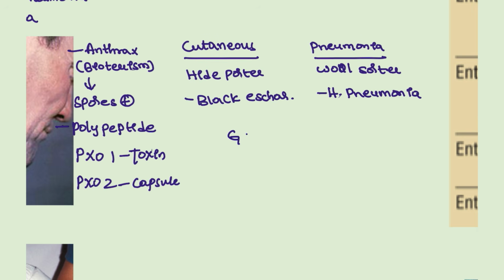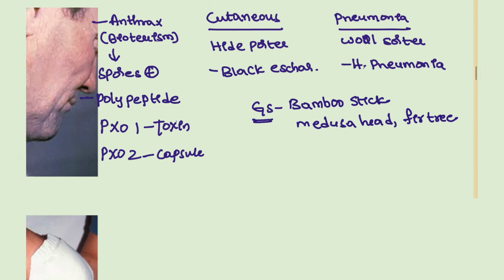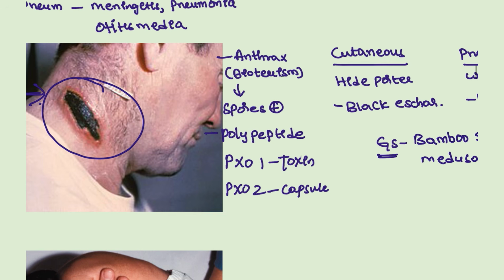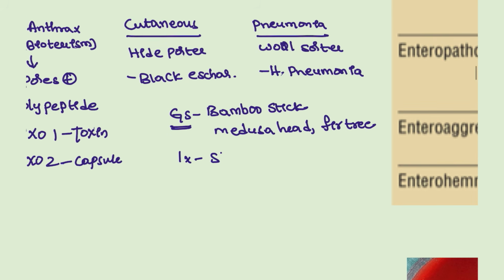Mostly on the gram stain, you are going to see the Chinese letter pattern. Sorry, this will be the bamboo stick appearance, Medusa head appearance, fir tree appearance. This will be seen on the gram stain of anthrax. So this is how the cutaneous lesion, the eschar, will be presented by anthrax. And for the treatment, we can give streptomycin.